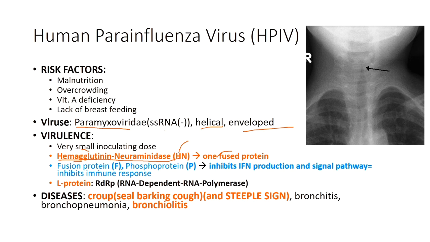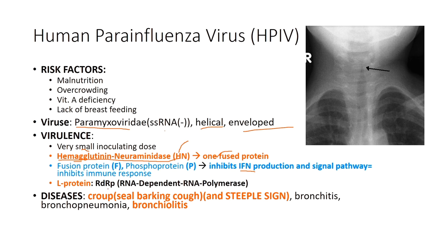We also have other proteins, our F and P protein, and this allows for inhibition of your interferon alpha and beta production and the signaling pathway within it, and pretty much this inhibits the immune response that we have to this virus. So it's kind of a way that it can avoid our immune system.